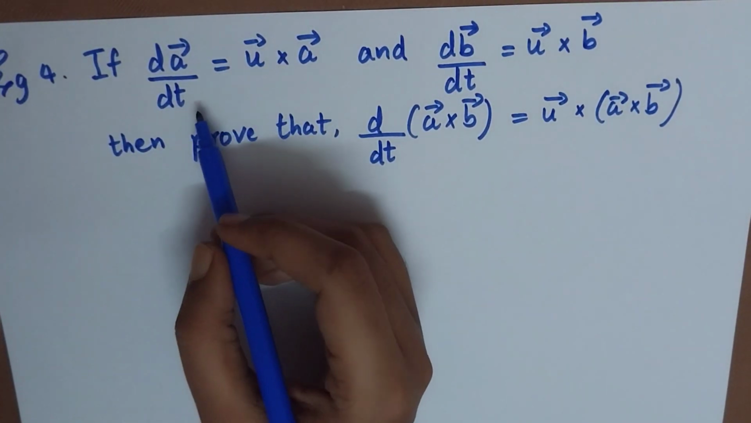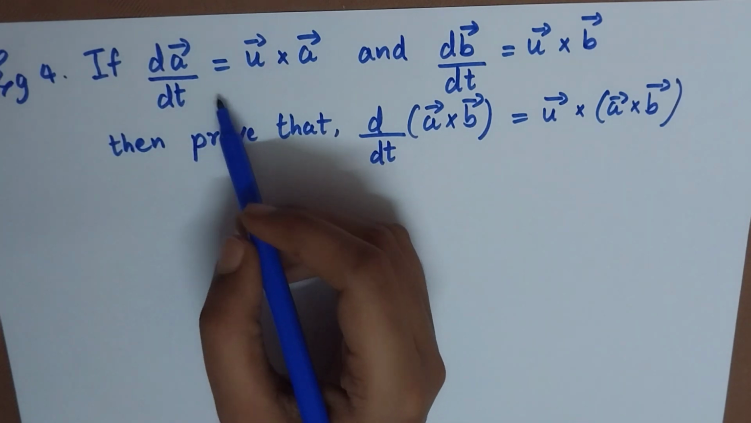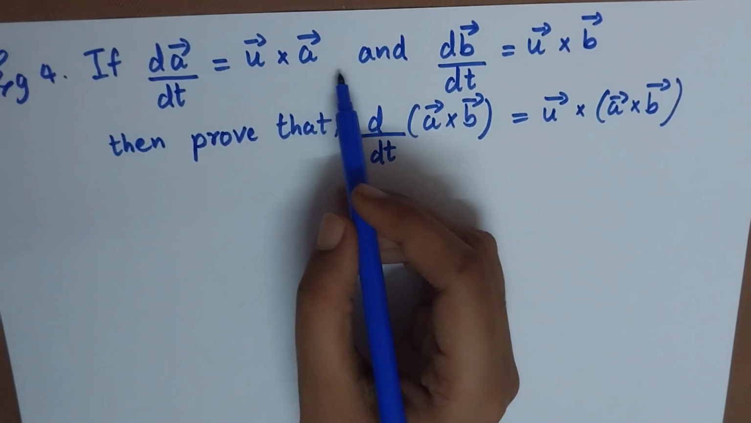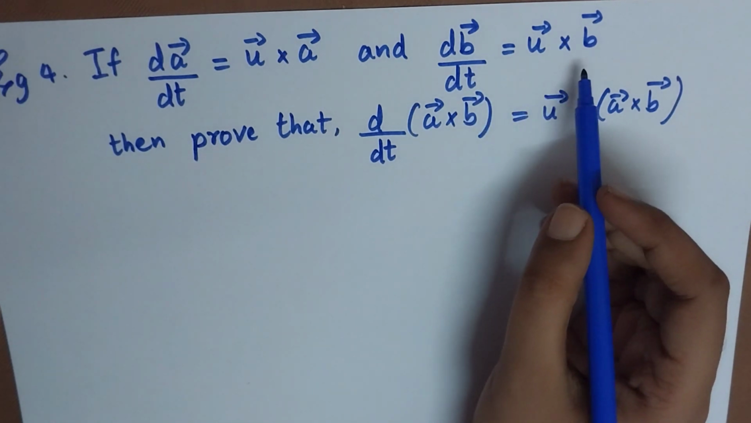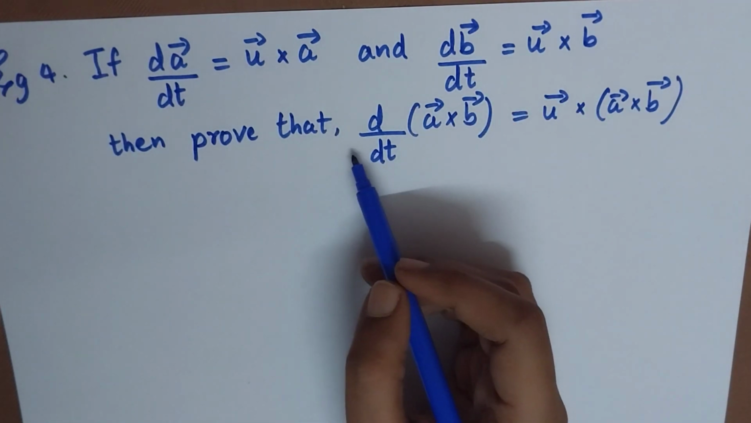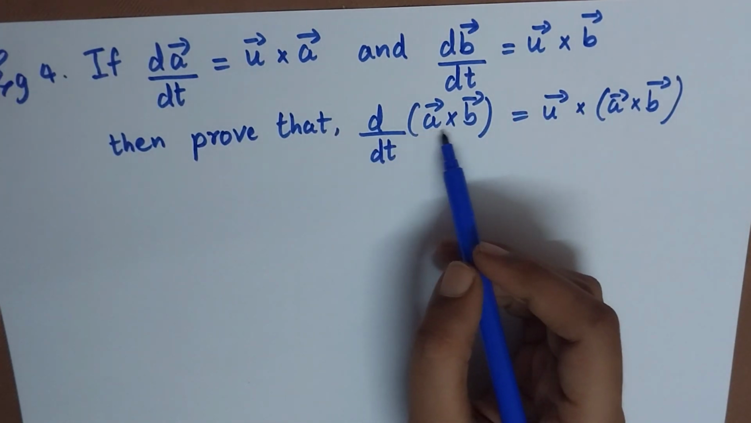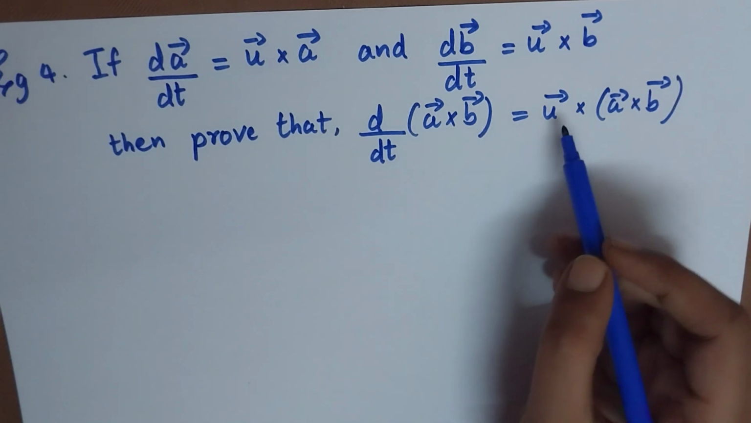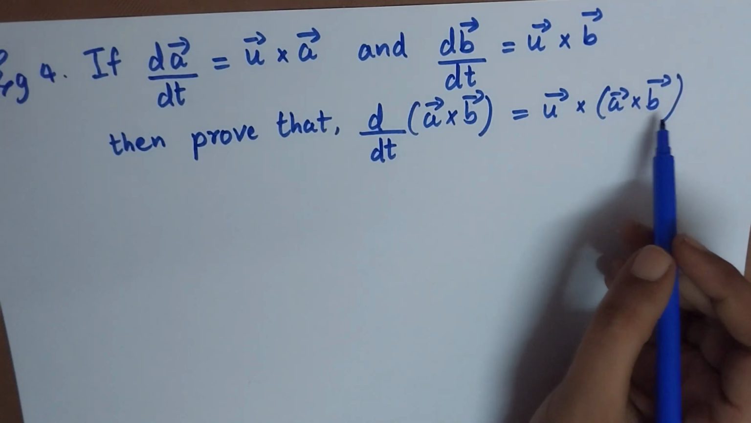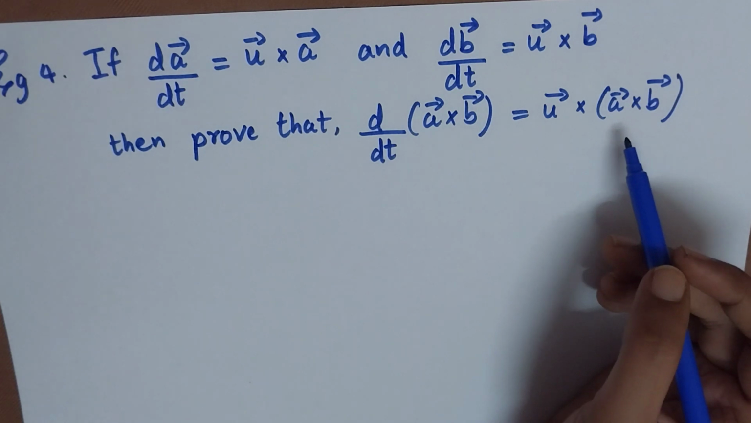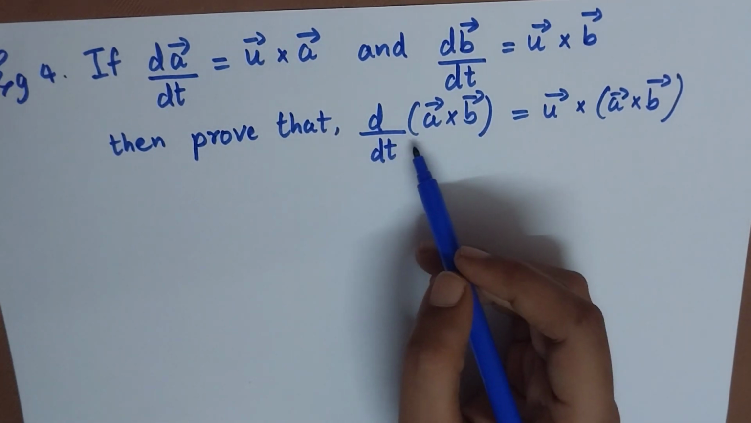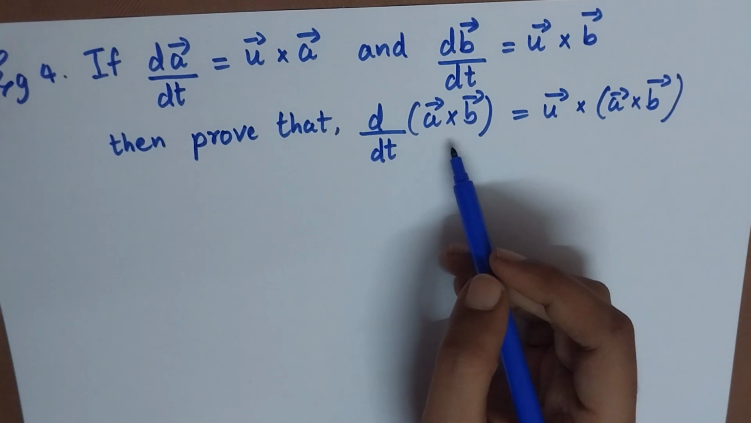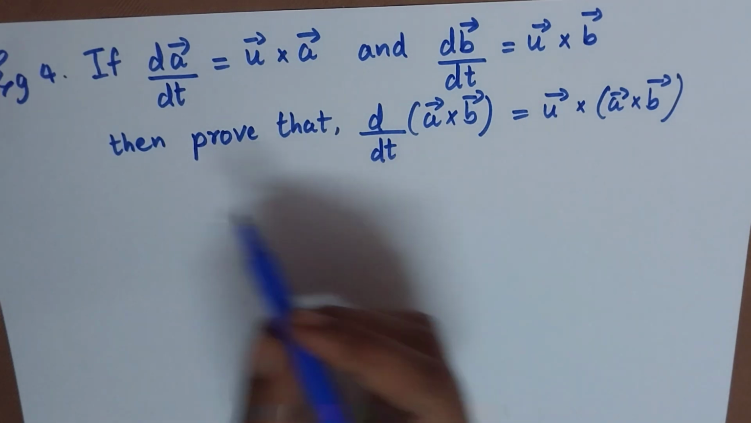Our fourth question is, if dA/dt is equal to u cross a and dB/dt is equal to u cross b, then prove that d/dt of a cross b equals u cross (a cross b). So we have to prove this relation. So first we will take this LHS. We'll expand this LHS and we will come to RHS.